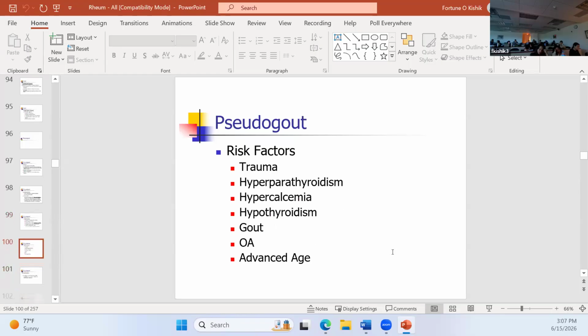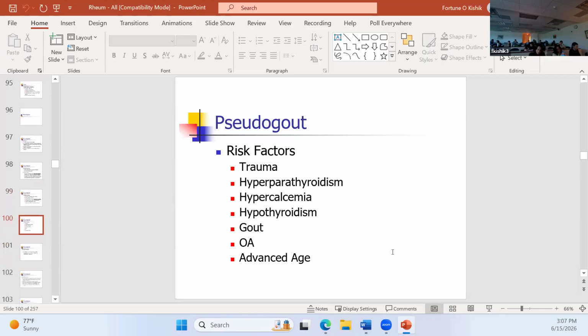So what are the risk factors? Well, the risk factors are aligned with gout. If you think about it, trauma: you break an extremity, the cortex of the bone is broken, and you have too much calcium floating around your body, that calcium will start accumulating within that joint line, and there you go.